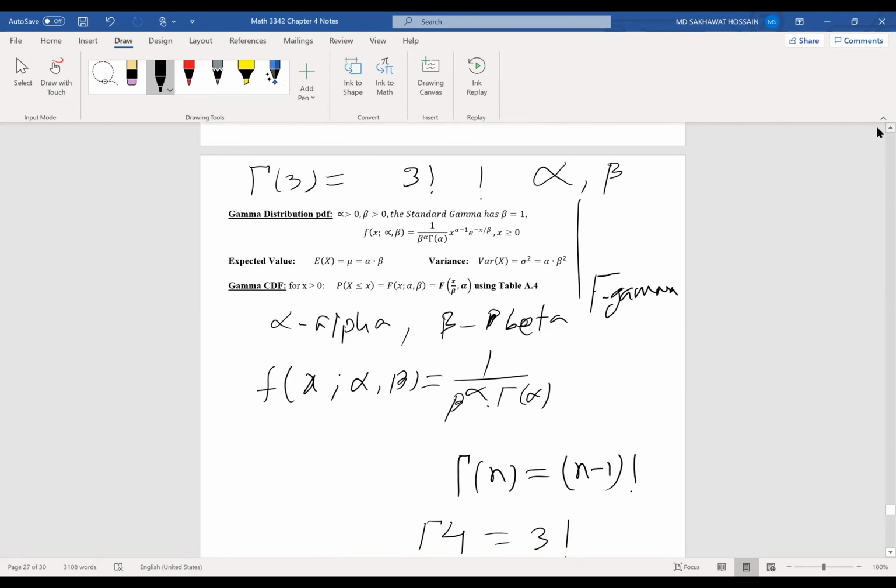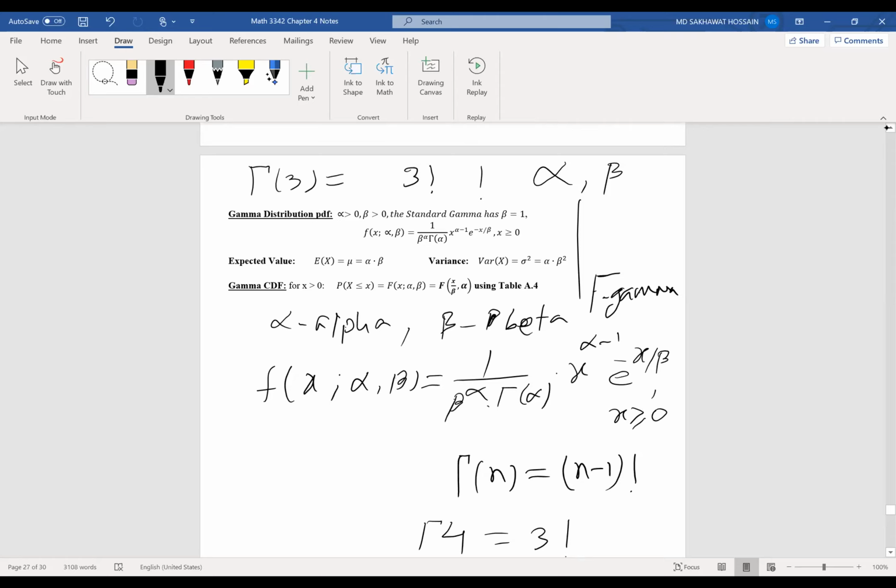So the PDF function is f(x; alpha, beta) equals 1 over beta to the power alpha times gamma alpha, times x to the power alpha minus 1, times e to the power minus x over beta. And here x is non-negative, so that means either 0 or positive. So this is the PDF of the gamma distribution.